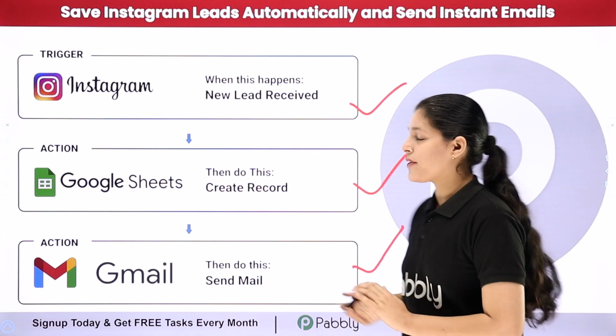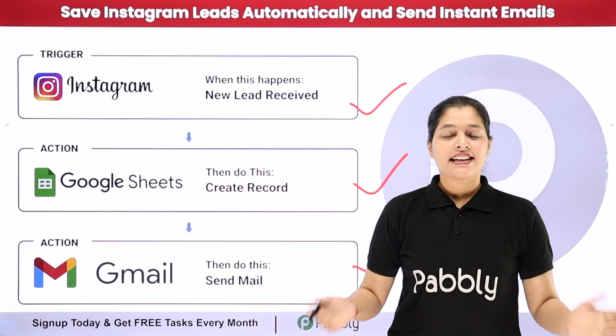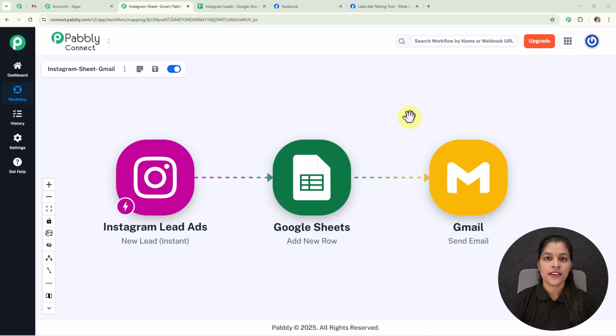If you also want to create this amazing automation, then let me take you towards my screen. Welcome to my screen, and now let's create the amazing automation. Right here on my screen you can see I have integrated 3 applications: Instagram lead ads, Google Sheet and Gmail. As soon as you receive a new lead over your Instagram lead ads, the data will be added to the Google Sheet and an instant email will be sent to your leads. Now let's build this automation by using an amazing automation tool, that is Pabbly Connect.